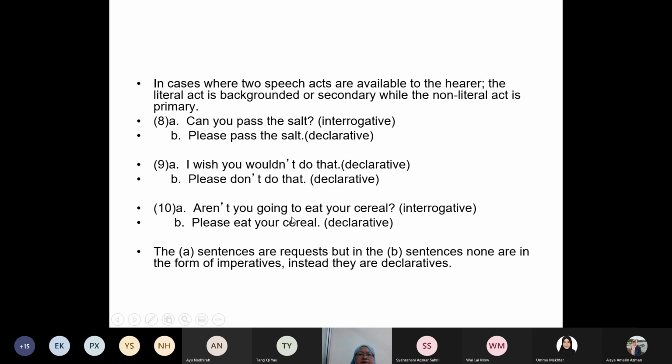Aren't you going to eat your cereal? This is a question, but actually what the mother is saying is please eat your cereal. So the A sentences are requests, but in the B sentences, none are in the form of imperatives. Instead, they are declaratives. As you can see, 8, 9, 10, they are all questions, but they are questions that do requests. And then the B sentences are declaratives, doing the speech act actually.